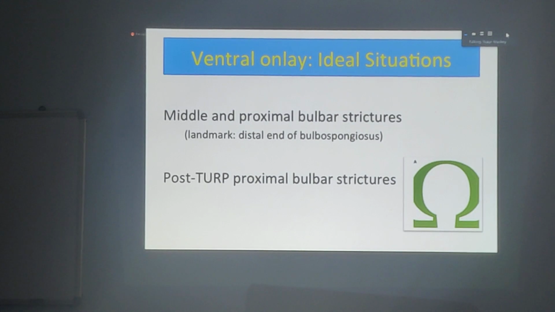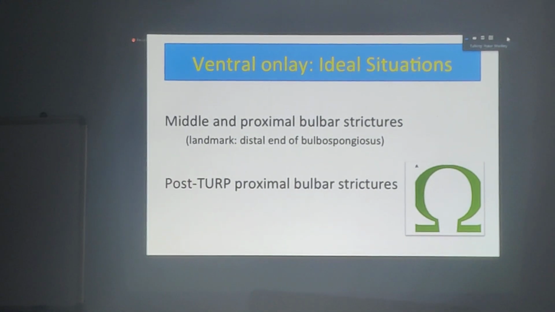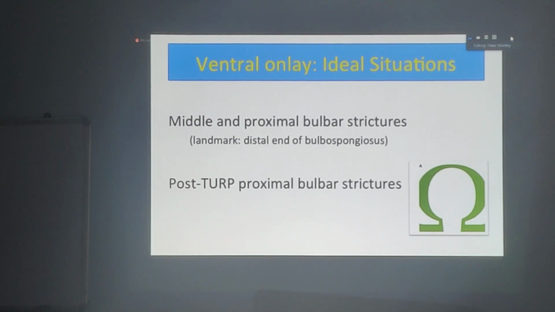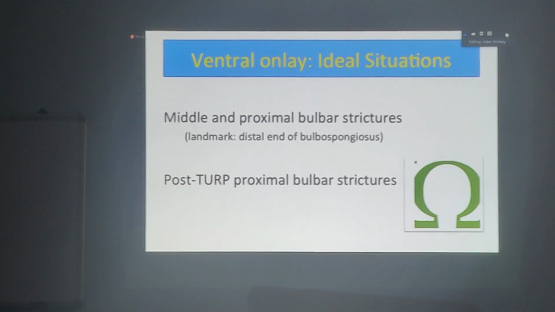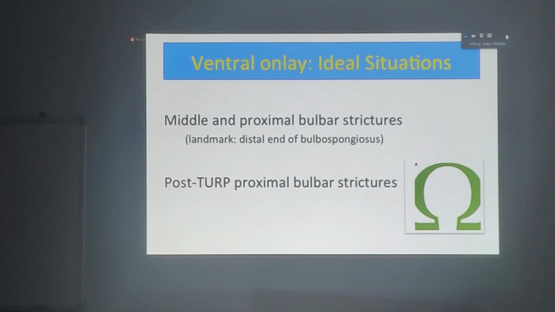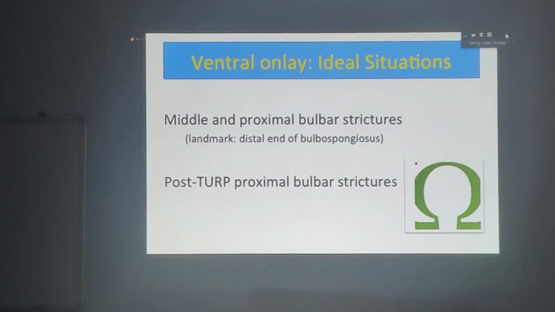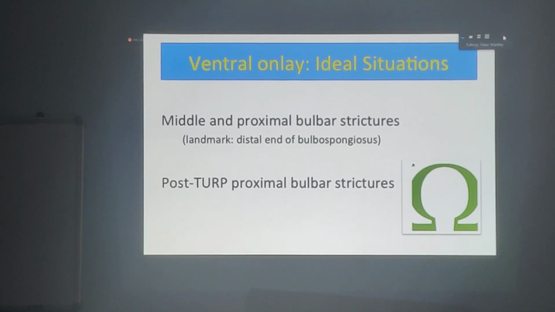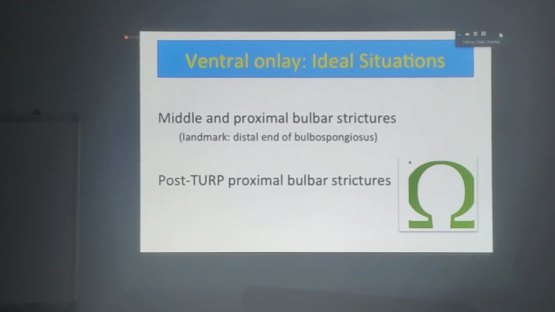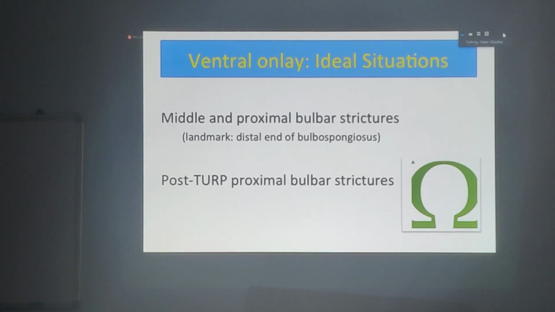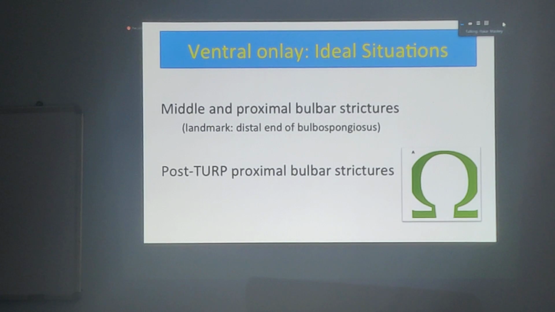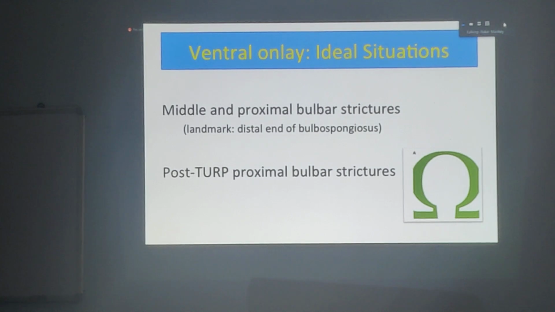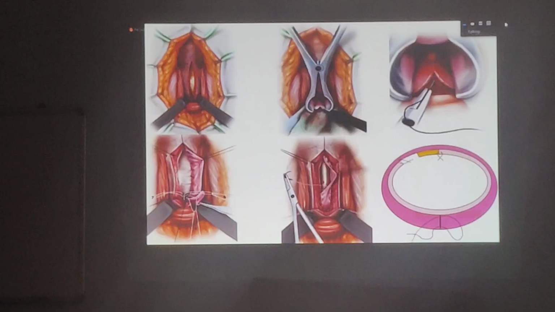Remember in the anatomy section I mentioned that the end of the bulbospongiosus muscle is the point up to where you can do a ventral only urethroplasty. And the ideal situation is to do ventral only urethroplasty in post-TURP proximal bulbar strictures. The so-called sphincter strictures, which we were taught as residents in the past, are actually proximal bulbar strictures. Now remember, the anatomy of the external urethral sphincter is omega shaped. It is horseshoe shaped. So if you do a dorsal only urethroplasty, you are likely to injure the external sphincter. If you do a ventral only, you are very much likely to protect the external sphincter.